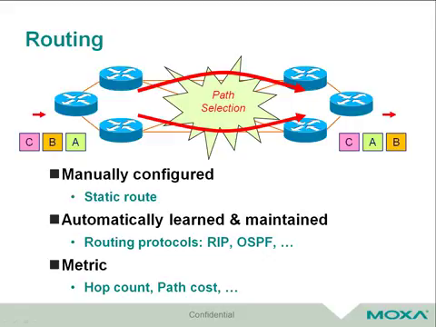Another type is dynamic routing. The idea is to use specially designed routing protocols which will allow routers to talk to each other and exchange routing information. MOXA devices support RIP and OSPF routing protocols. RIP is simple, but OSPF is more powerful.